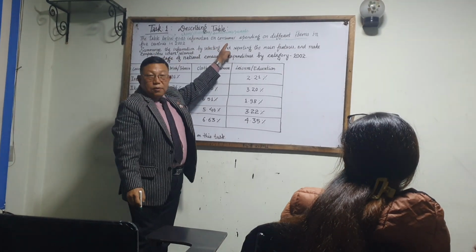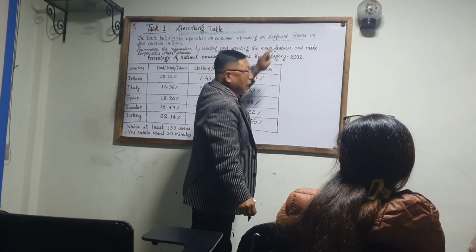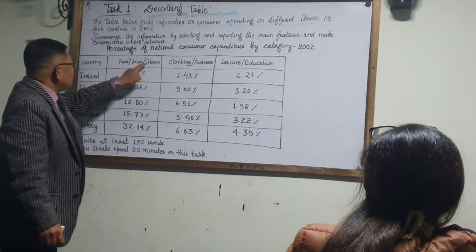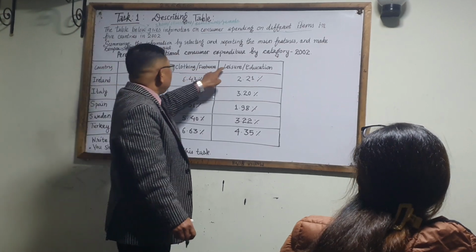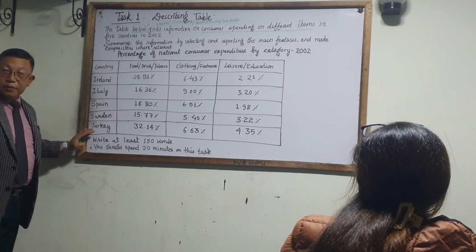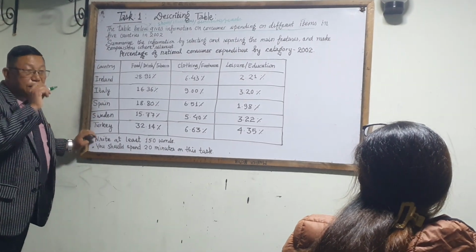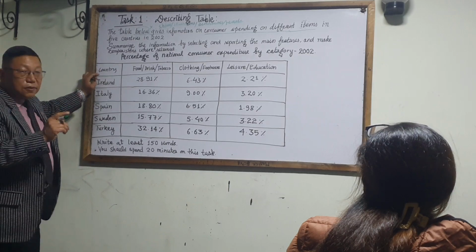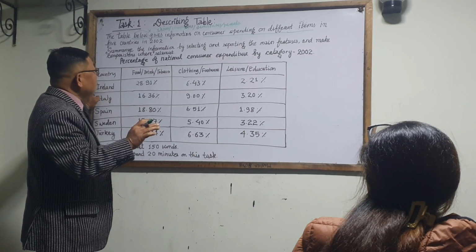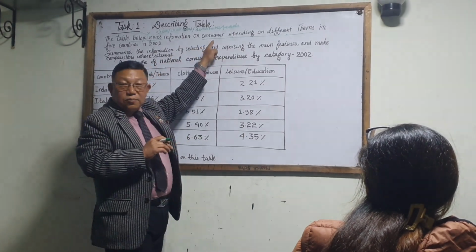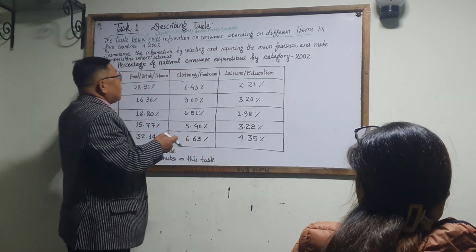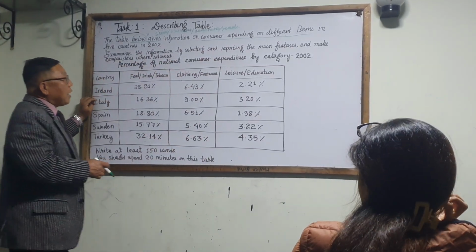Then, for the information, you have to understand the main topic, which is consumer spending on different items. The items are here: food, drink, tobacco, clothing, footwear, leisure and education. Those items are here, and five countries are here. So how to write the introduction? The given table reveals or demonstrates the information on consumer, or instead of consumer, you can write customer, spending on different items.